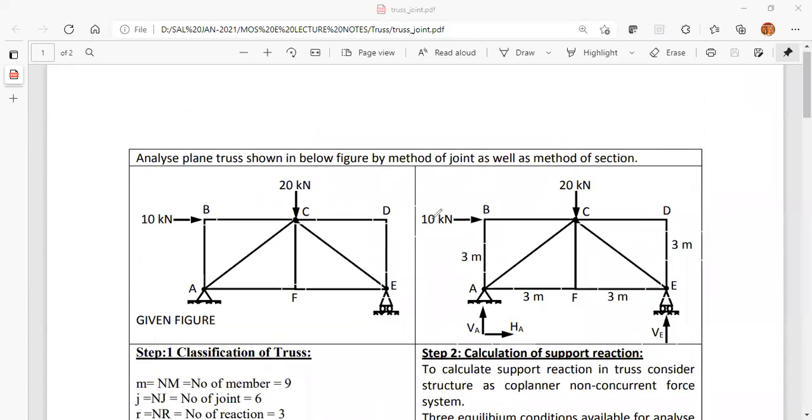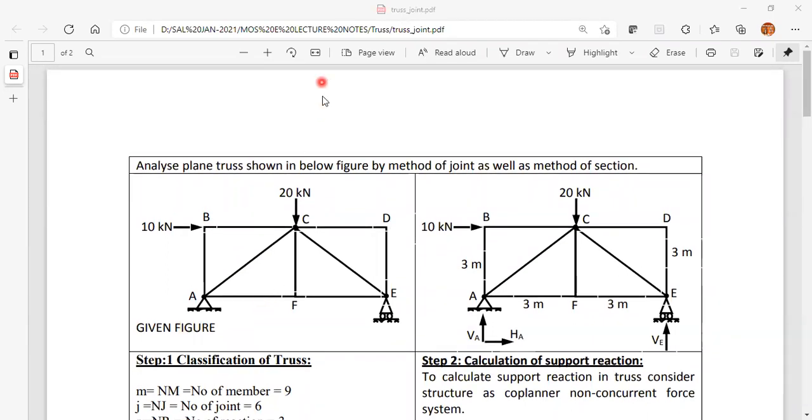We have to learn two methods, method of joint and method of section. So the first method is the method of joint. First of all, we are going to analyze the plane truss based on the method of joint. This is your data. Some data is given. Now, first of all, you need to classify the truss, whether the given truss is perfect, deficient or redundant.